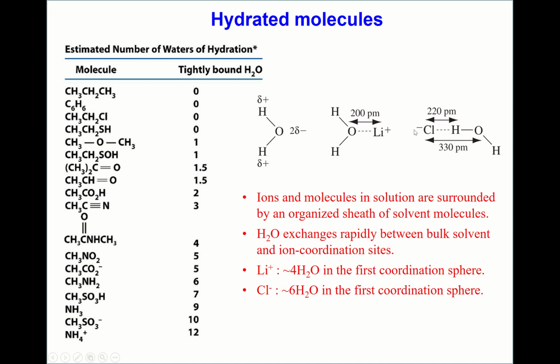In the same manner, the chloride ion attracts this hydrogen atom, because the hydrogen atom here takes a partial positive charge. There is also an electrostatic attraction between this chloride ion and the hydrogen atom in water. So here is the summary. Ions and molecules in solution are surrounded by an organized sheath of solvent molecules. Sheath means layer.